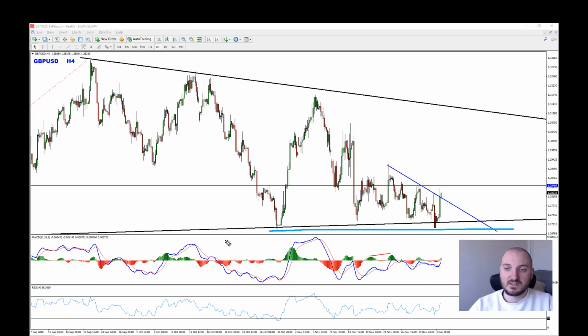And naturally, this is the invalidation zone, which if broken, then we're going to stop looking for the buys. And that's pretty much all.